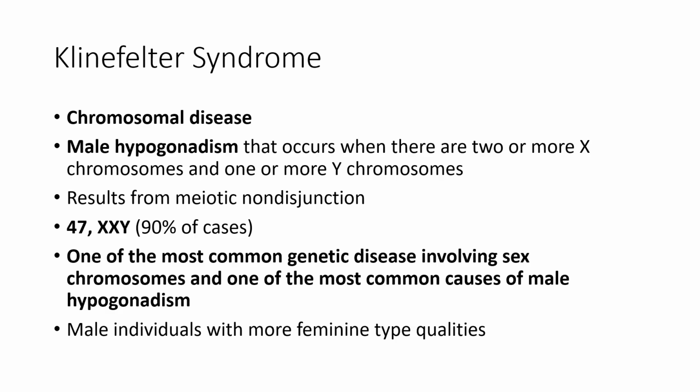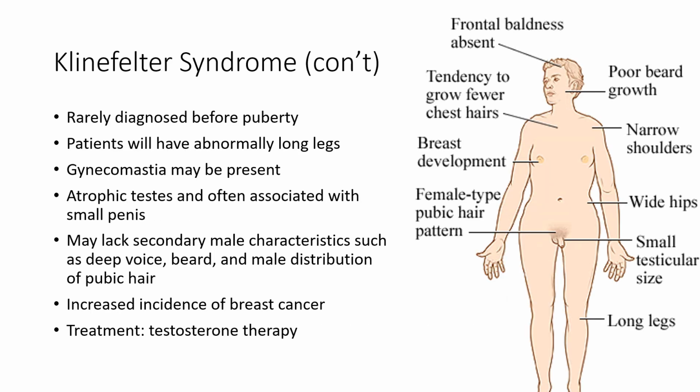Klinefelter syndrome is often underdiagnosed. Many individuals aren't diagnosed until adulthood, sometimes during fertility evaluations. So this isn't always something that's obvious early on. This slide fills in the clinical picture. Klinefelter syndrome is rarely diagnosed before puberty because many of the defining features don't become apparent until adolescence.